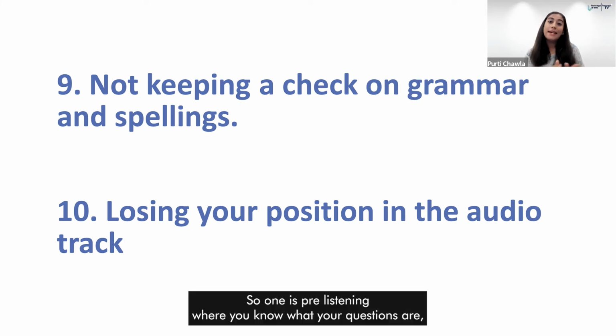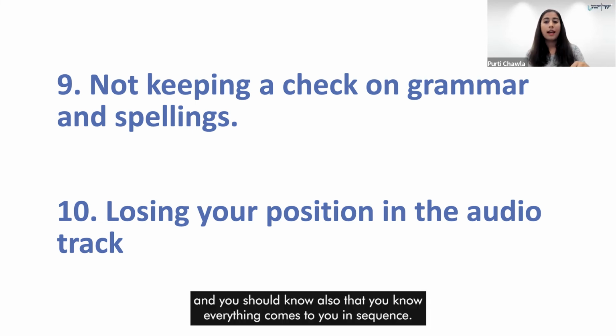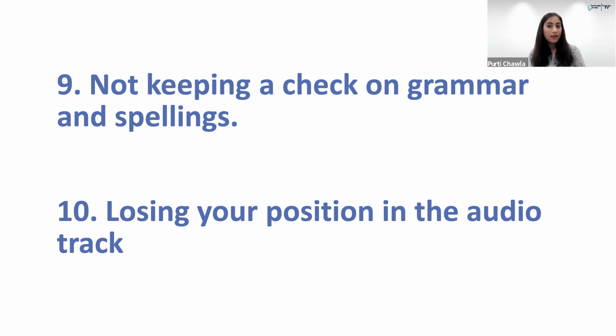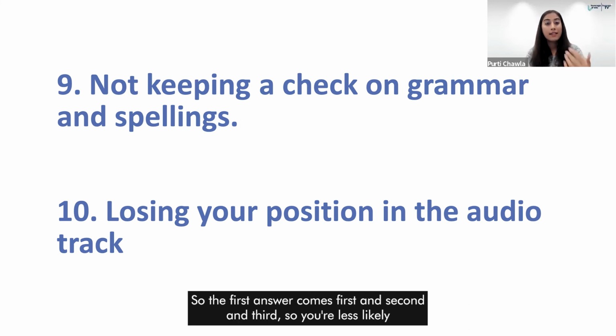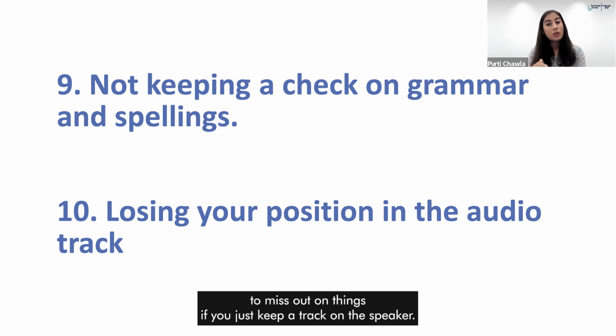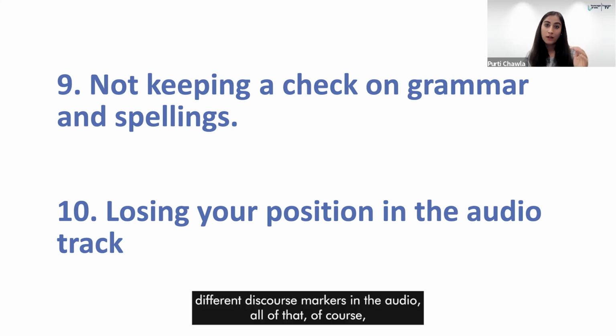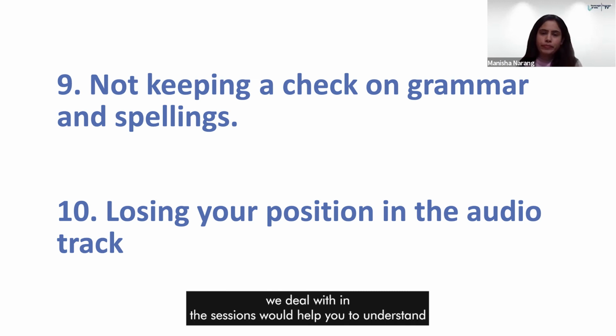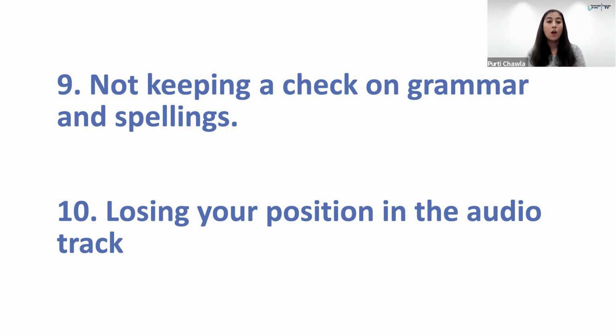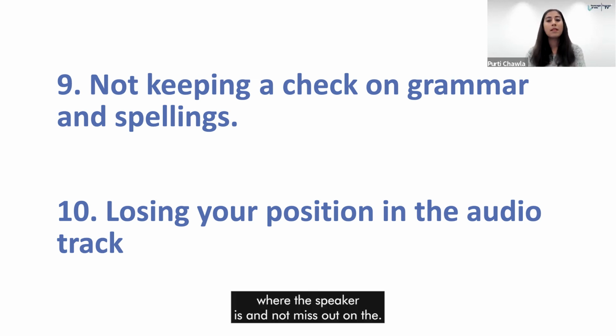So one is pre-listening, where you know what your questions are, and you should know also that everything comes to you in sequence. So the first answer comes first, then second, then third. So you're less likely to miss out on things if you just keep track of the speaker. Highlighting keywords, identifying different discourse markers in the audio, all of that, of course, we deal with in the sessions, would help you to understand where the speaker is and not miss out on them.